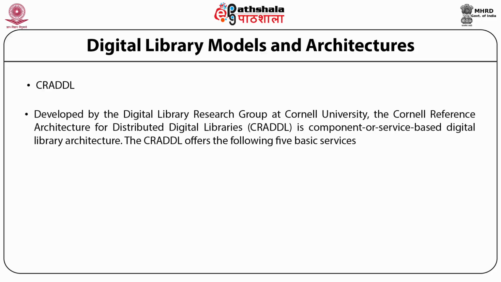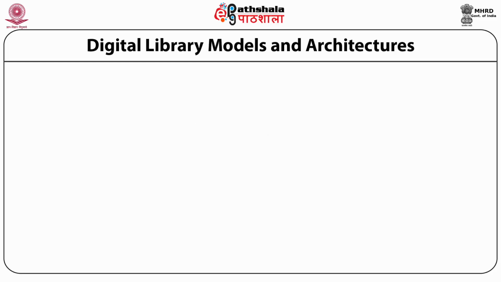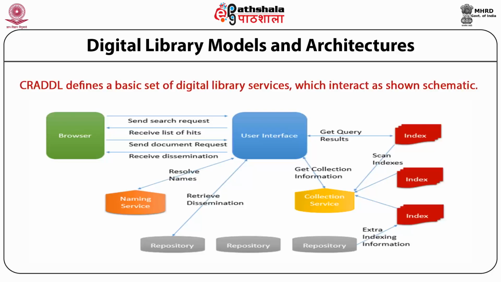CRADDL has been developed by the Digital Library Research Group at Cornell University. It's known as the Cornell Reference Architecture for Distributed Digital Libraries, that is CRADDL. It is a component or service based digital library architecture. CRADDL offers the following 5 basic services: repository service, naming service, index service, collection service and user interface service gateways. You can see the schematic representation of the CRADDL architecture, which defines a basic set of digital library services, and the interactions are shown on your screen.